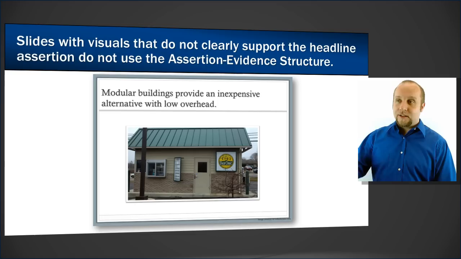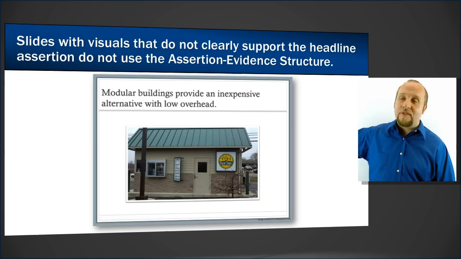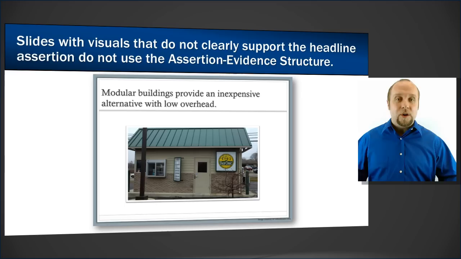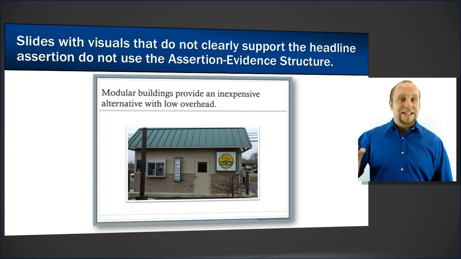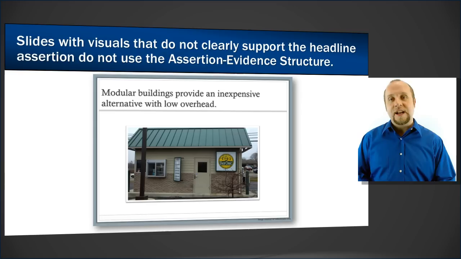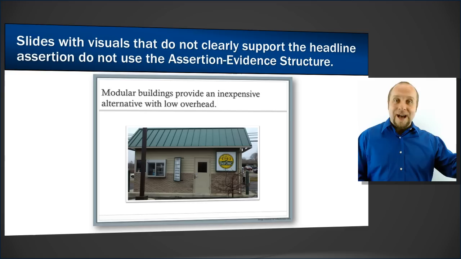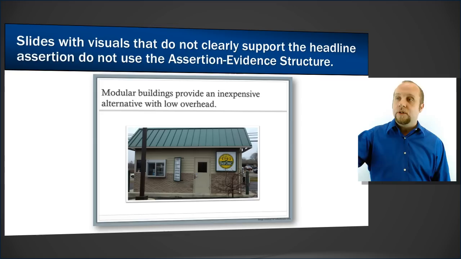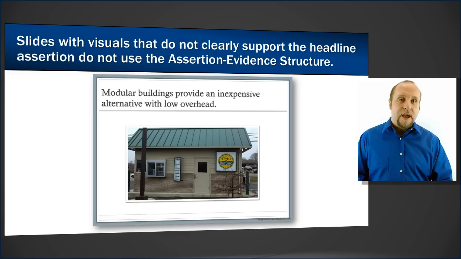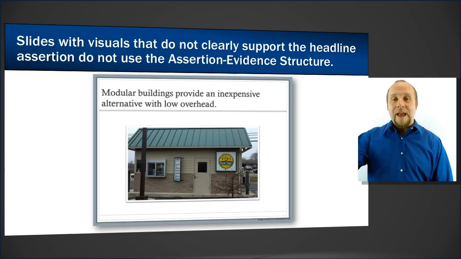There are two key ideas in this assertion. First, modular buildings provide an inexpensive alternative. And second, modular buildings have lower overhead compared ostensibly to conventional construction. But that's not what this visual evidence supports. A better version of this slide might instead include a chart or a graph showing how modular buildings are less expensive compared to traditional construction. Maybe a second slide would provide a chart showing how modular buildings have lower maintenance and utility costs compared to traditional construction, talking about overhead. So make sure that the body visual evidence actually supports the assertion.